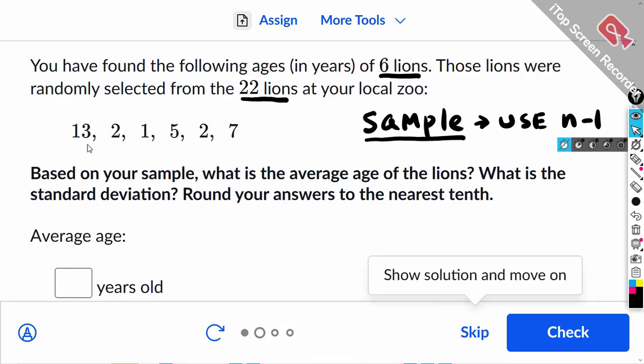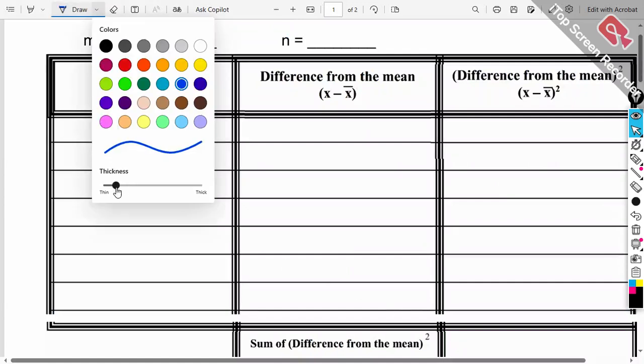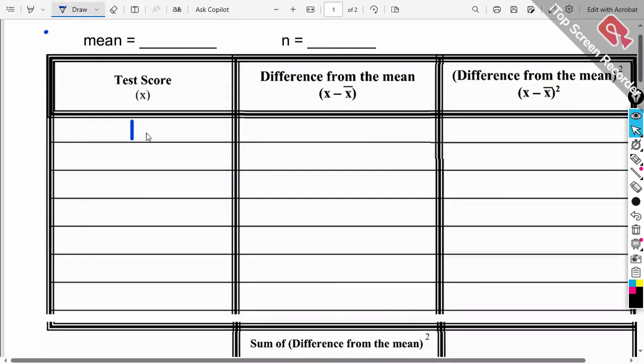Anyhow, let's copy the data into the first column: 13, 2, 1, 5, 2, 7. So that is our data right there. I know it says test score, but that's just our data.